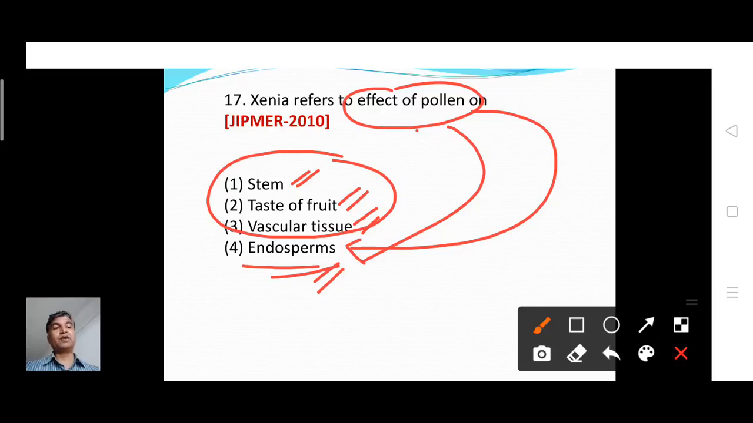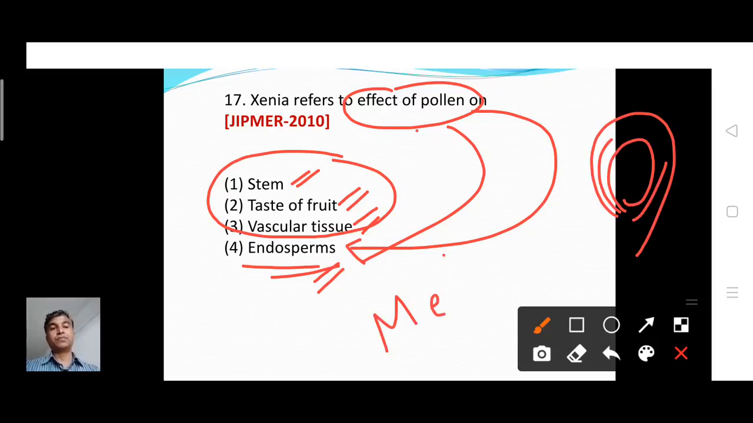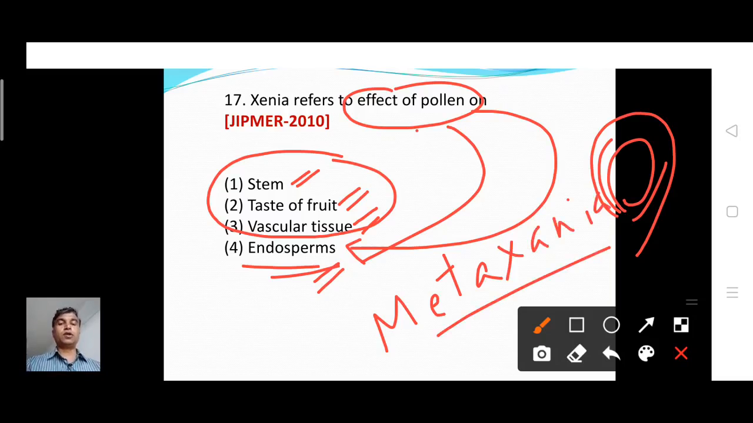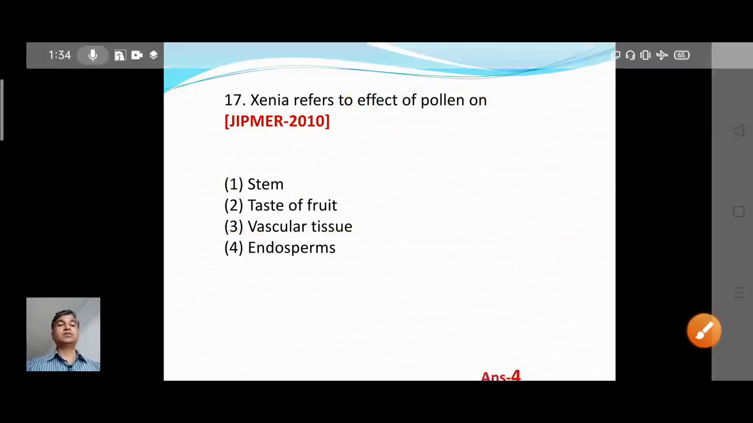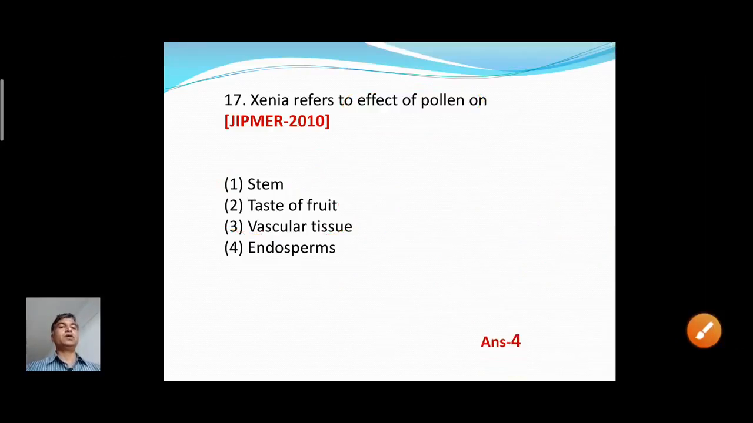If the pollen grain affects either the nucellus or the integument, then it is called metaxenia. In corn, seed structure and color may change. In maize, some seeds turn black in color. That is an example of xenia. So this is related to the effect of the male gamete on the female tissue. So the answer is endosperm. 18th question.